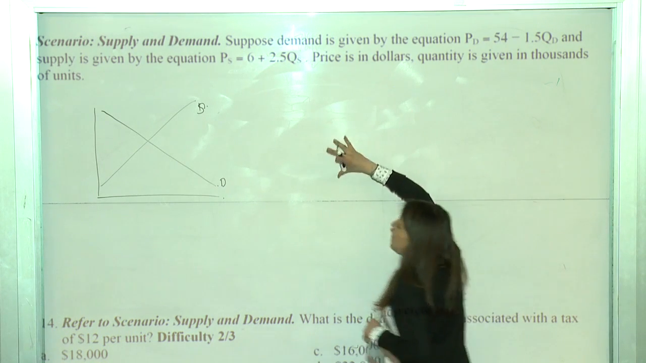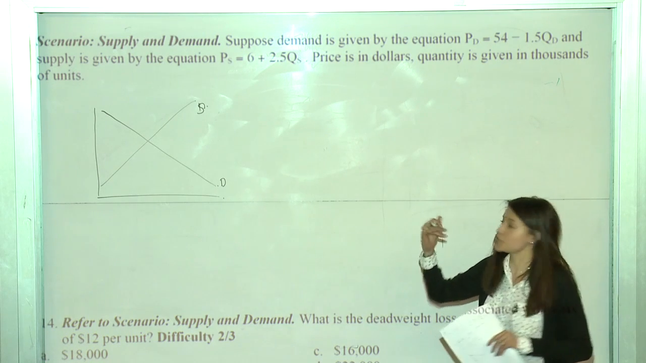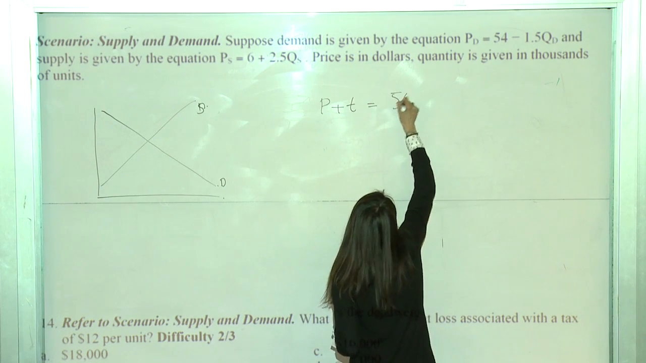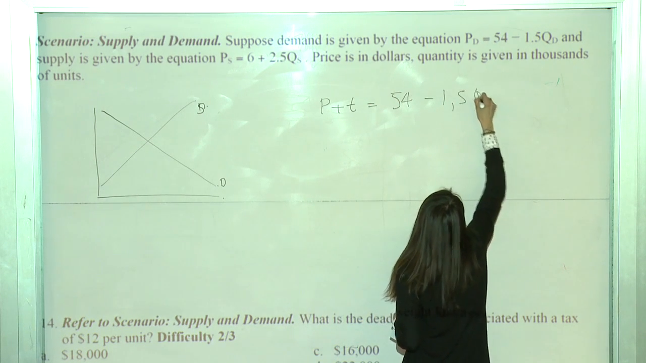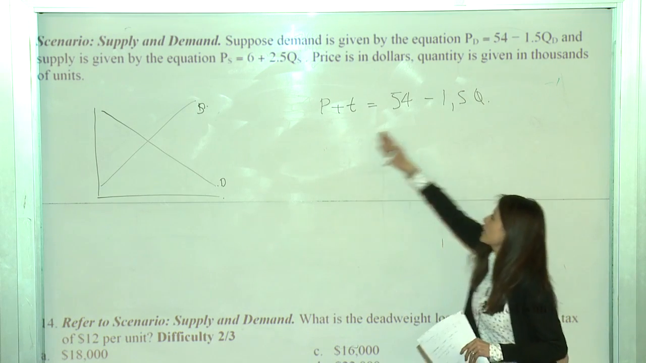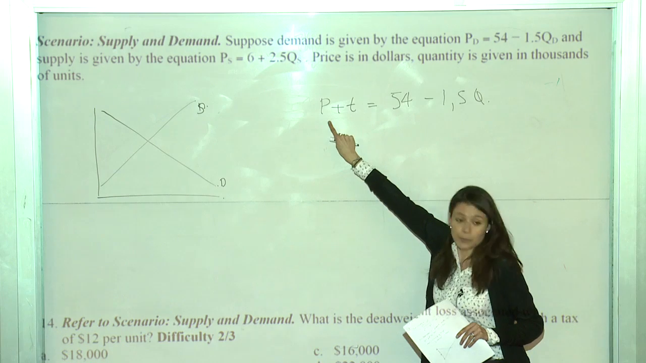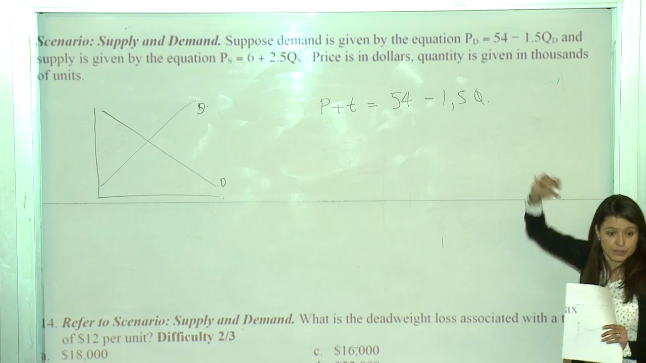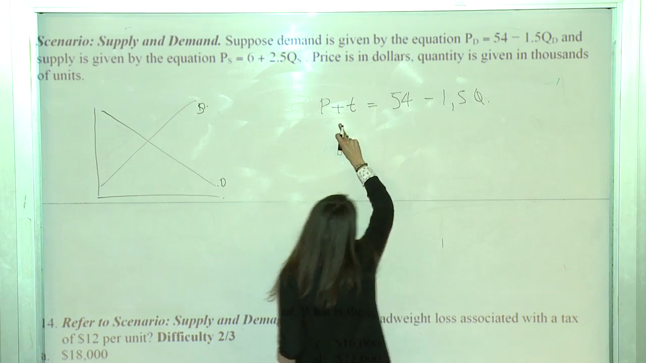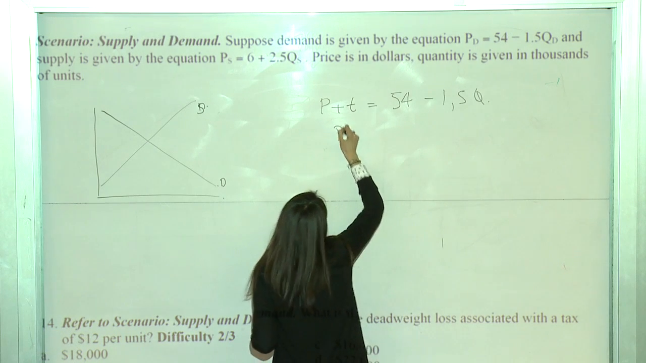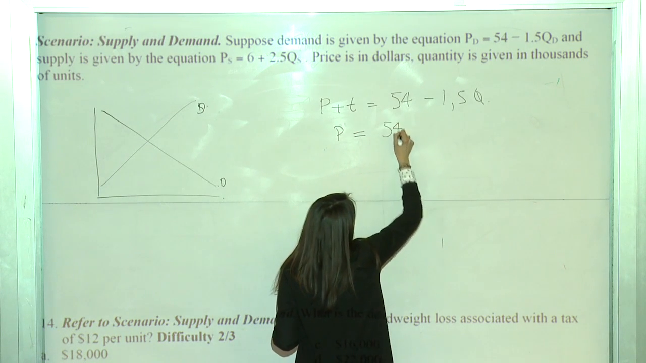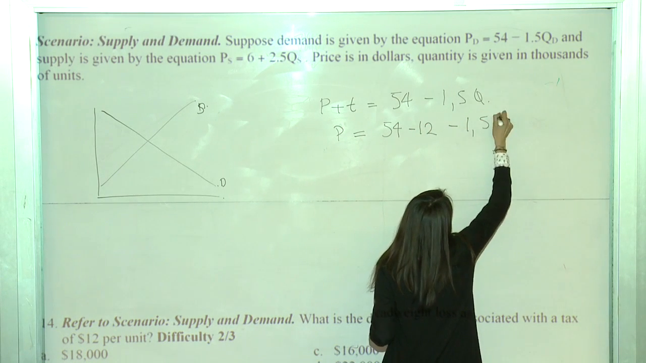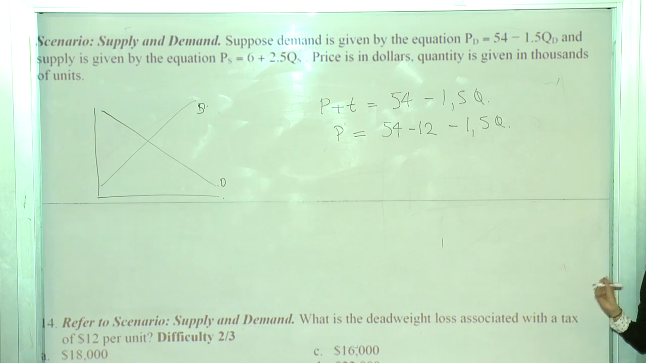So this tax of 12 changes the demand function in the following way. Price plus the tax is equal to 54 minus 1.5 times the quantities, okay? This is like, no matter what the tax is, the price plus the tax equal to the demand function. So now let's change this by 12 and rearrange. So price is equal to 54 minus 12 minus 1.5 Q. Is that clear? Is it clear what I just did?